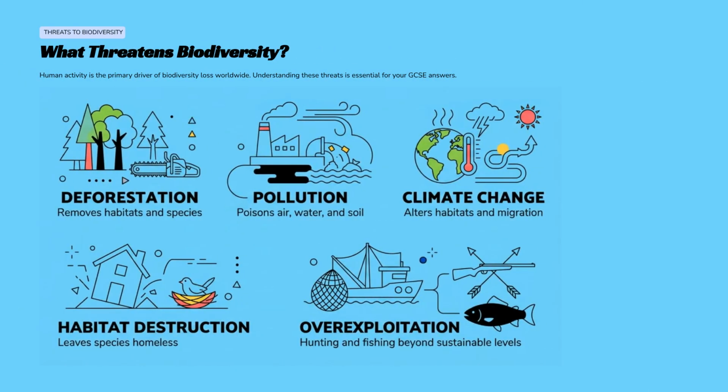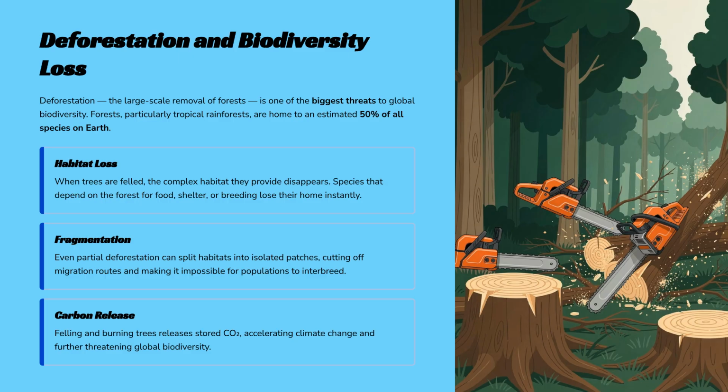Human activity is the leading cause of biodiversity loss. Key threats include deforestation, pollution, climate change, habitat destruction, and overexploitation. Deforestation is a massive threat. It causes habitat loss, fragments populations, and releases stored carbon, which further accelerates climate change.